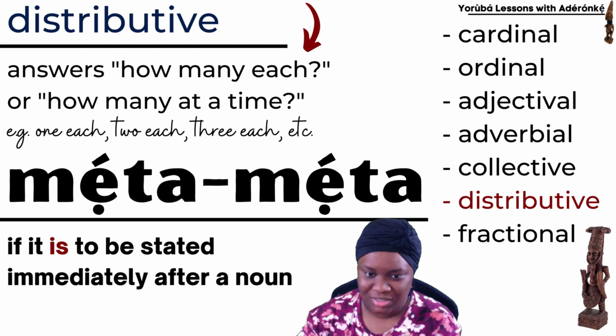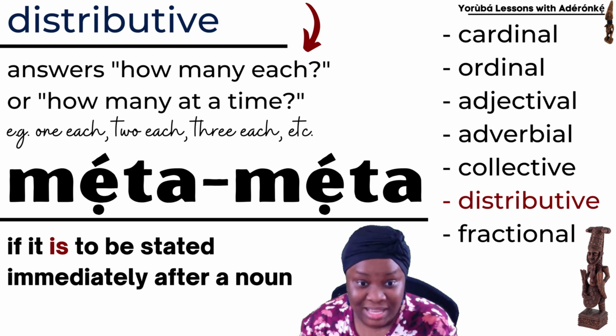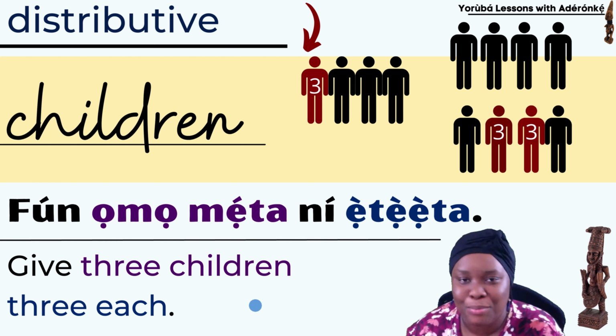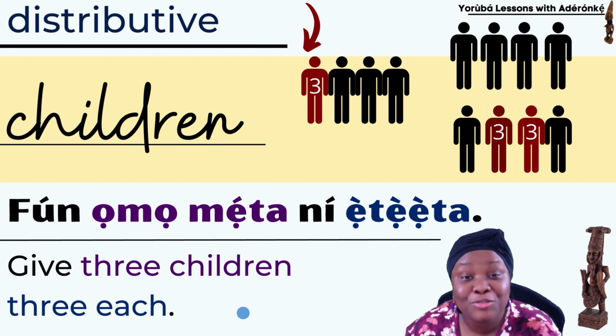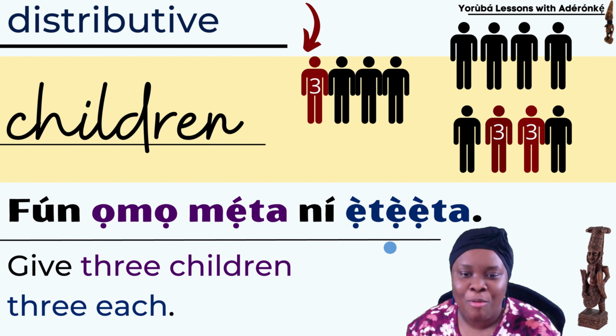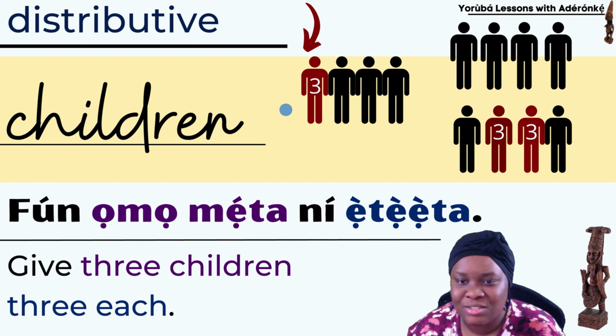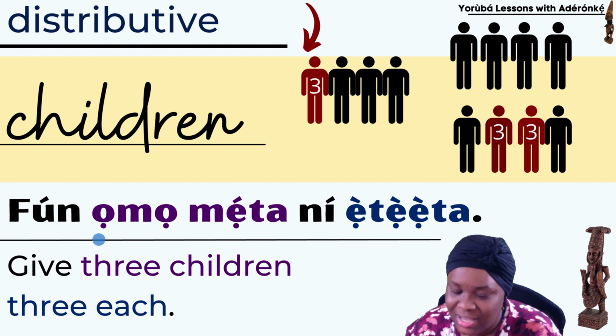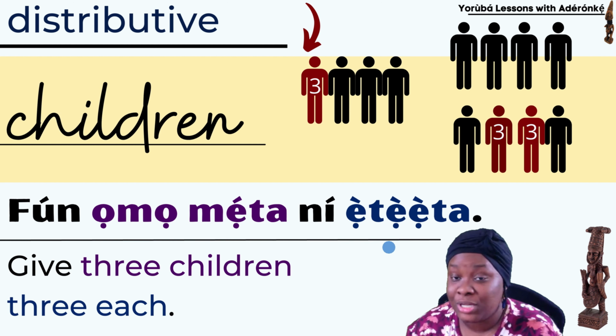Distributive, 3 each. Meta. You want to say, give 3 children, 3 each. 3 sweets, or 3 apples, 3 bananas, 3 fruits. Fún ọmọ mẹ́ta. Let's say they are standing in a group of 4, standing collectively, or there are 2 people here, 10 people there, 100 people here. It doesn't matter. The instruction is, give 3 children, 3 each.